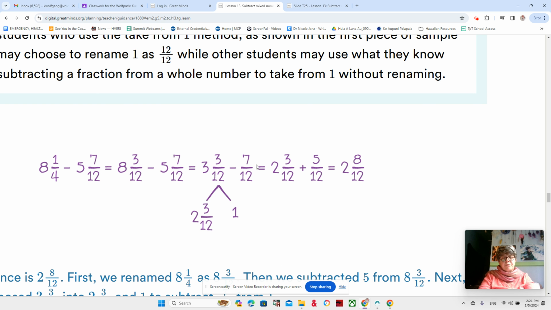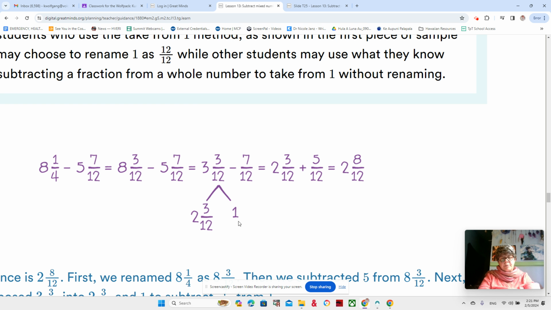And 3/12 minus 7/12. We still have that problem. We took care of the whole numbers, but we still have the fractions. So this method is to change by breaking your... We took the 1 out. Okay, do you see that?